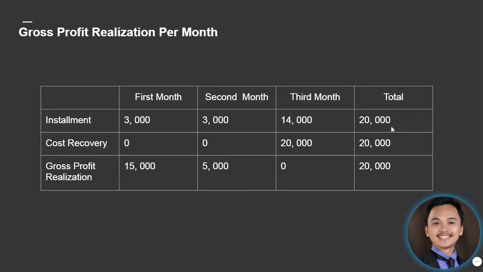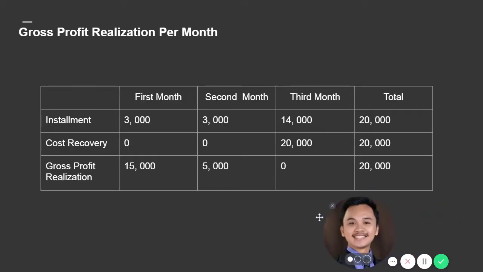So although the timing is different in recording the gross profit, the total gross profit to be recorded, regardless whether the entity uses the installment method, cost recovery method, or gross profit method, will still be the same. Okay? It's 20,000.